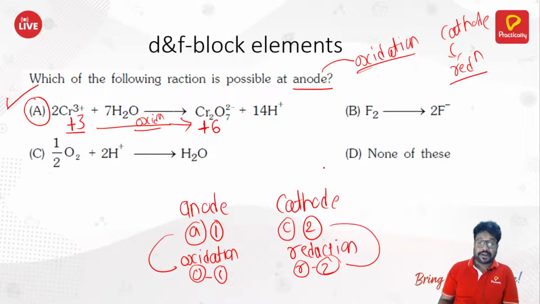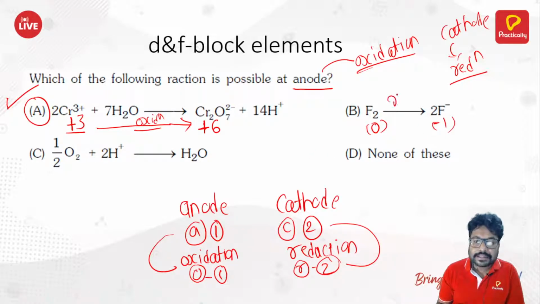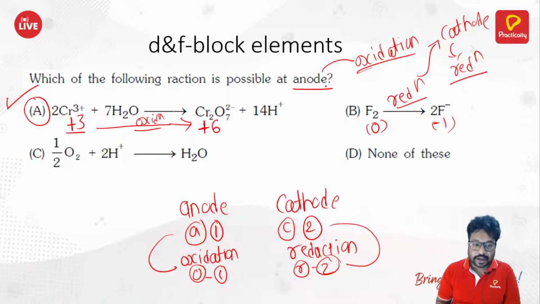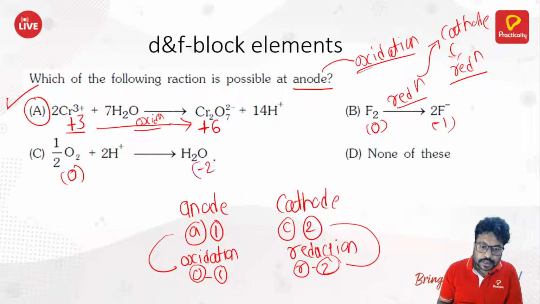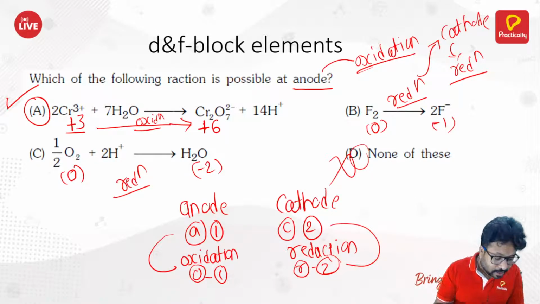Because fluorine cannot get oxidized. Here fluorine is going from 0 to -1. And this is reduction. And this must be happening on cathode. It cannot happen on anode. As far as this case is concerned, here oxygen is going from 0 to -2. This is also reduction. And this was never an option. So that is why A is our answer, because that is where the oxidation is happening.